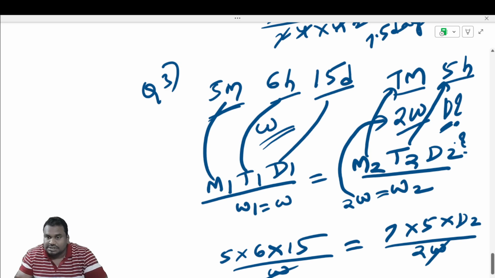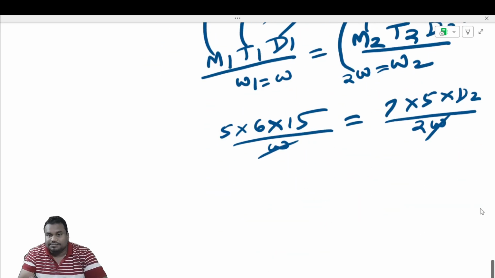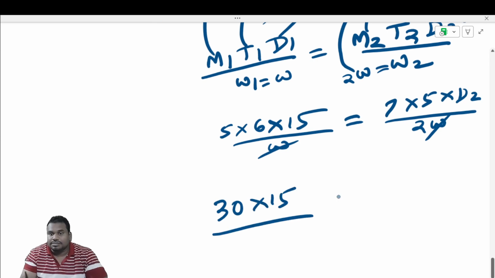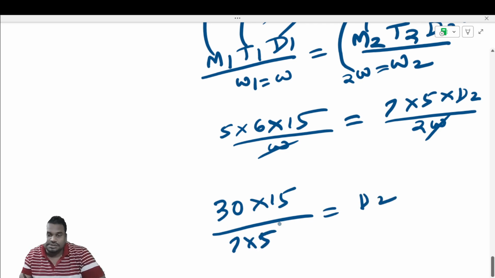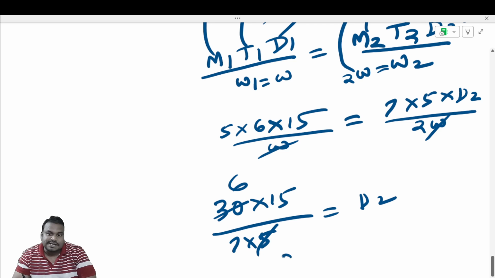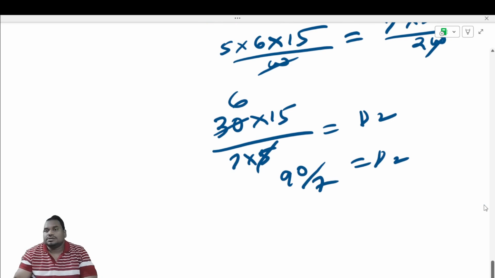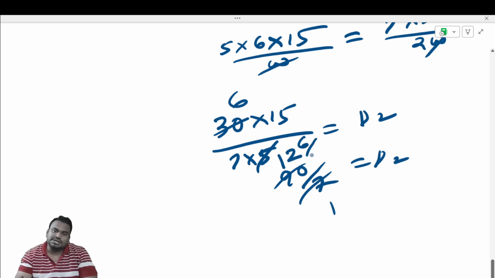So W gets cancelled, then it will become 30 into 15 by, I am taking this 7 into 5 here, this is equals to D2. 5 1 the 5, 6 15 6 90 divided by 7 is equal to D2. So 7 1 the 7, 7 to the 14, 6 by 7. So 12 6 by 7 days they'll take.